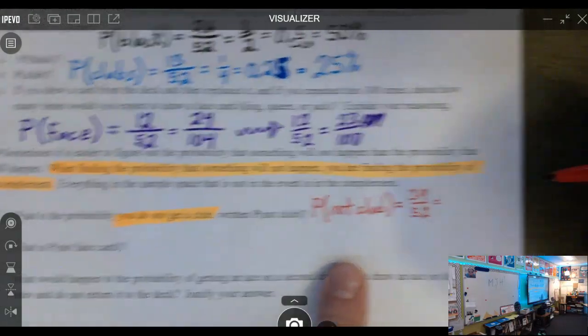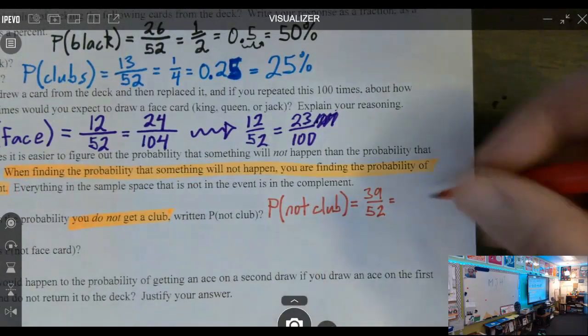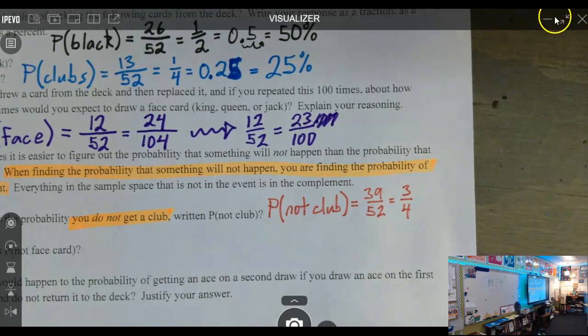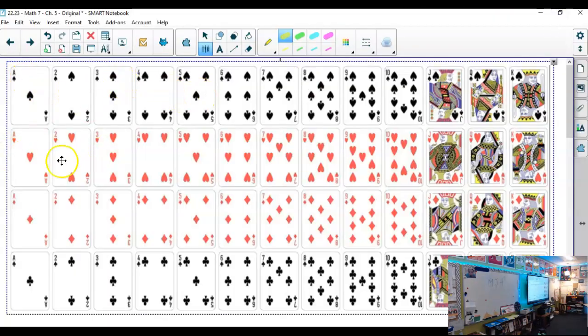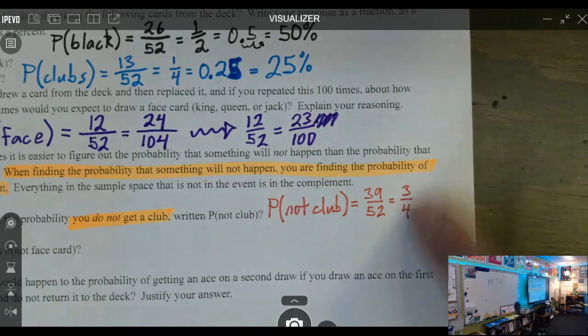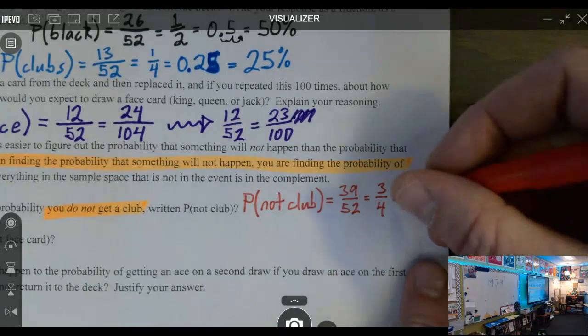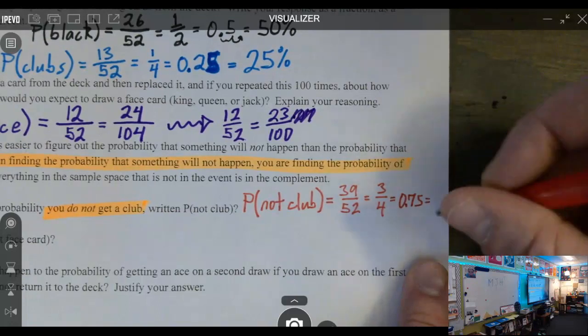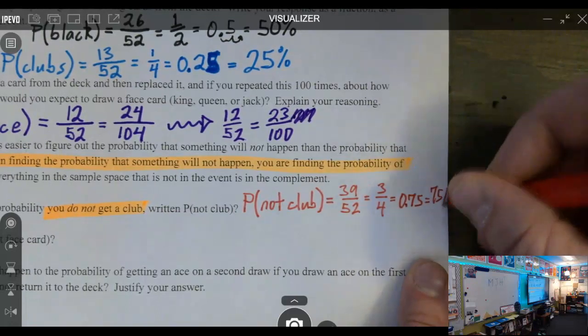But I think a lot of you probably pretty quickly went to the 3/4. Because guys, remember, we can think about the suits. How many suits are there? 4 suits. How many are not clubs? 3 of them, right? So 3/4. And then Lily converted that into 0.75 and eventually got to that 75%.